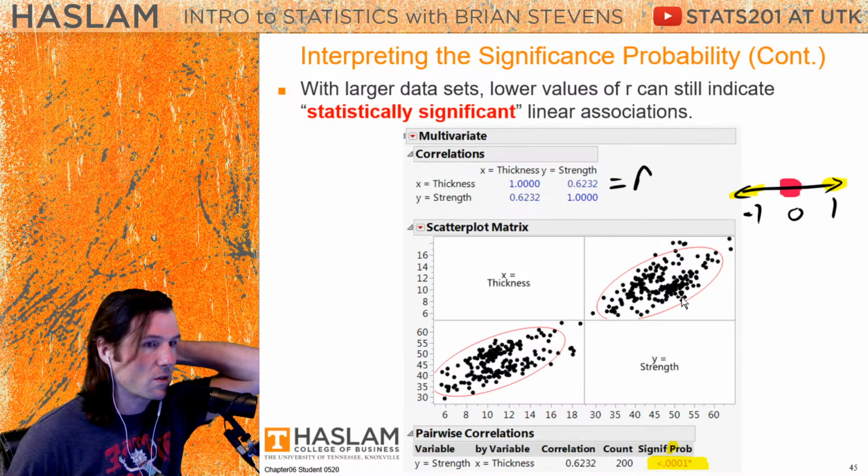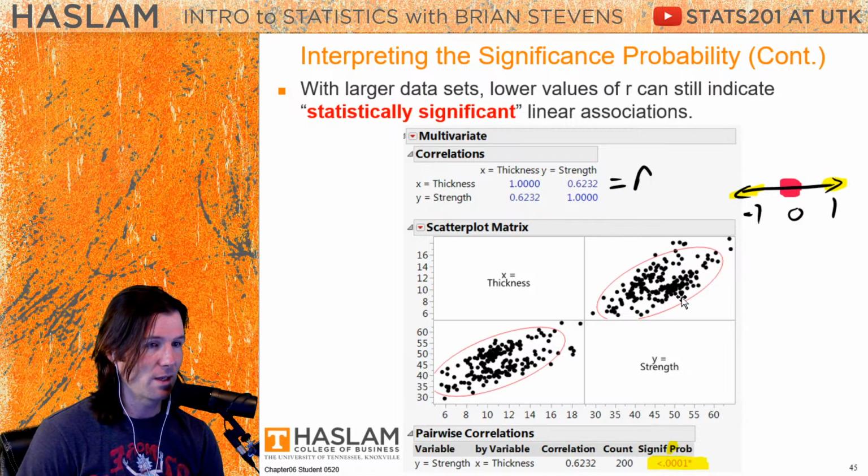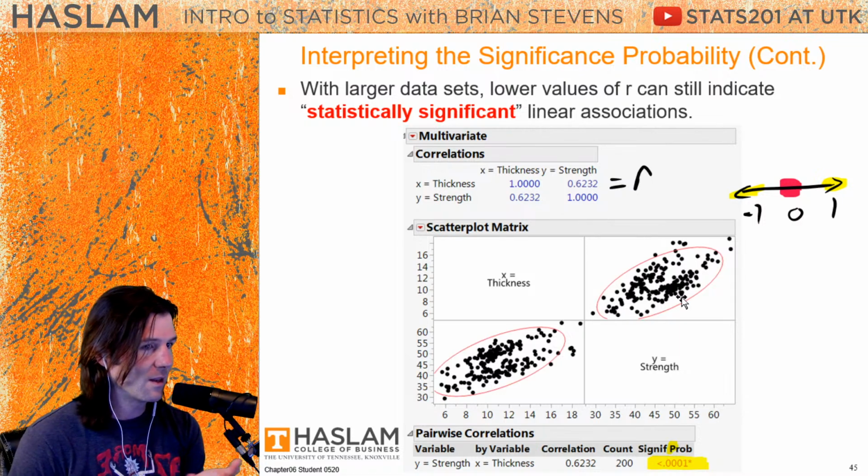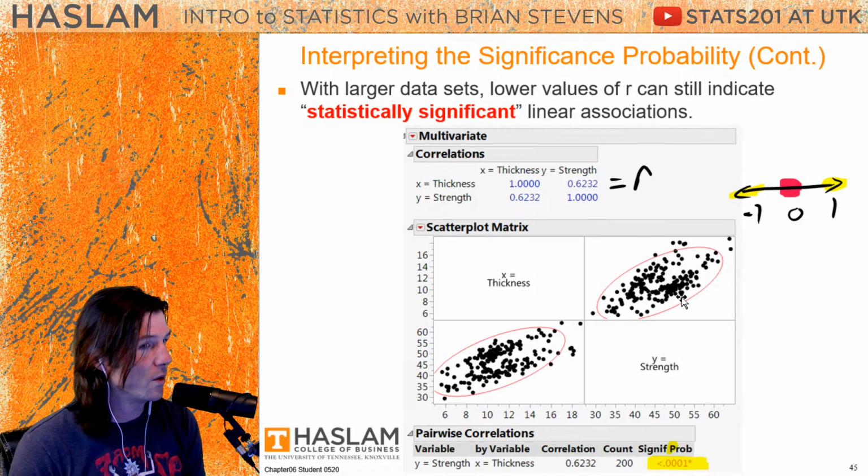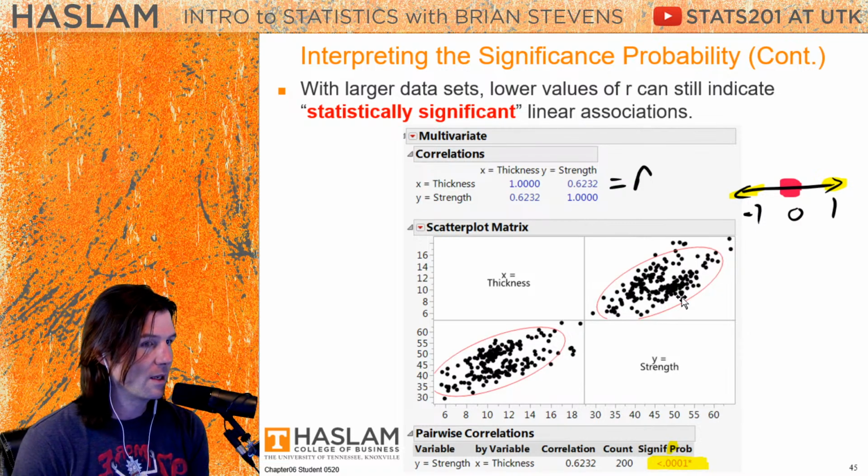Larger sample sizes are more likely to lead to statistical significance just because it'll pick up on things. Small differences are easier to find. If you have a small sample size, then it's harder to find significant results.